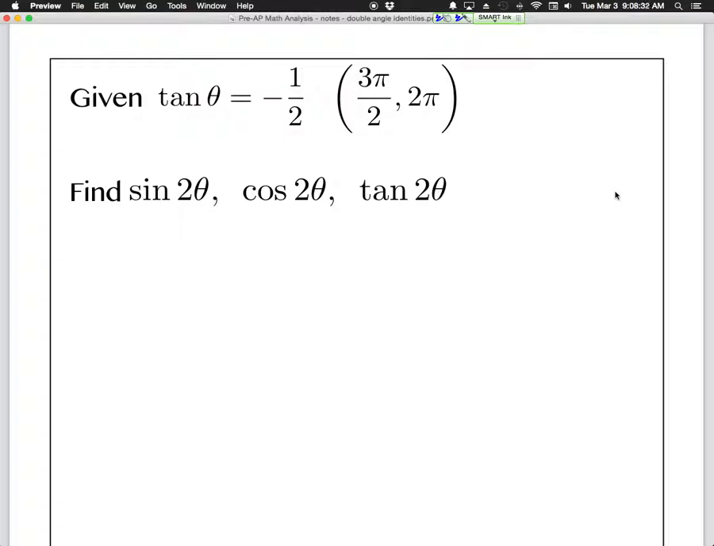Where's 3 pi over 2 at? You've got 0, pi over 2, pi, 3 pi over 2. So 3 pi over 2 is here, and 2 pi is here. What quadrant's in between those two? 3 pi over 2 to 2 pi. What quadrant is right here?